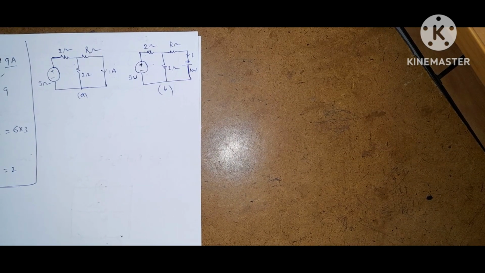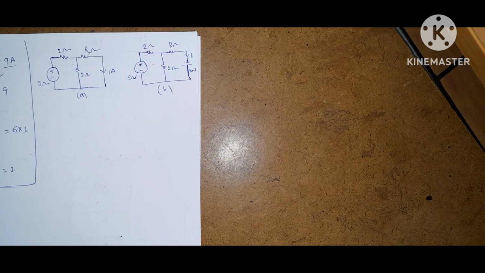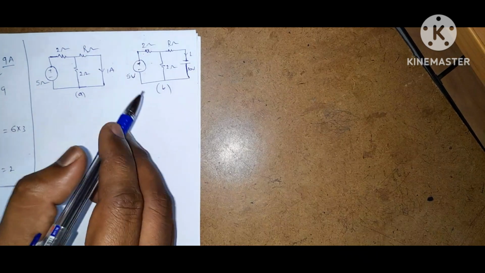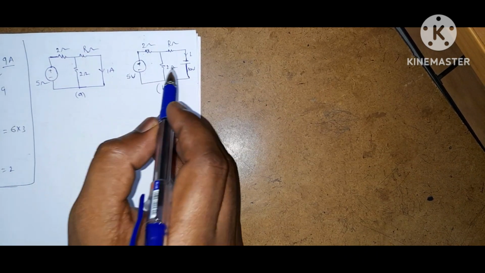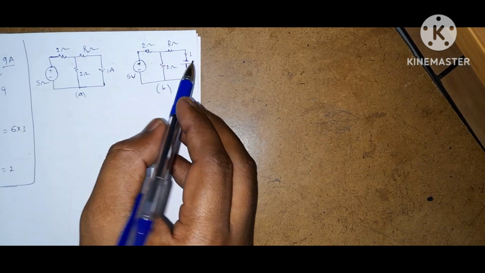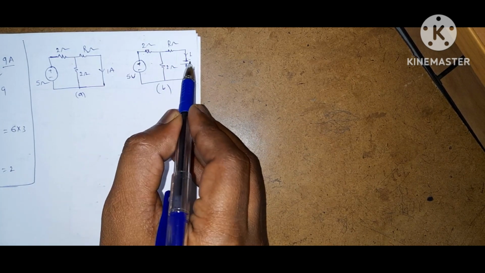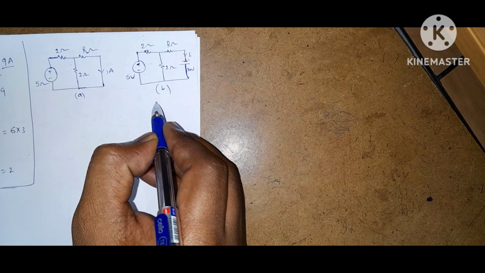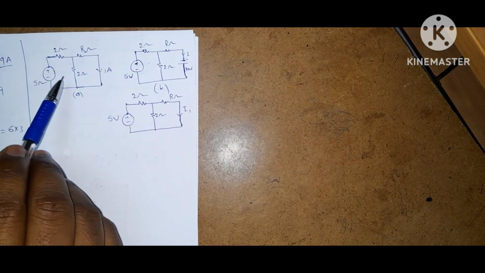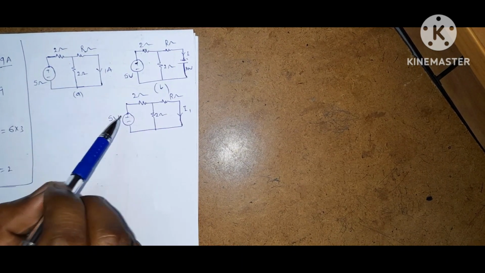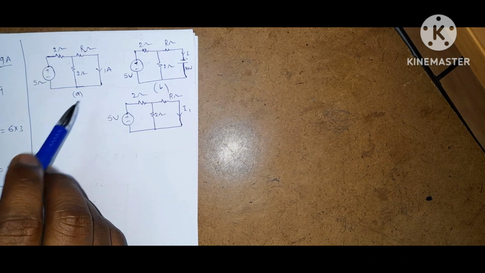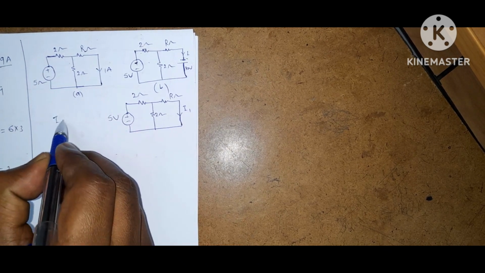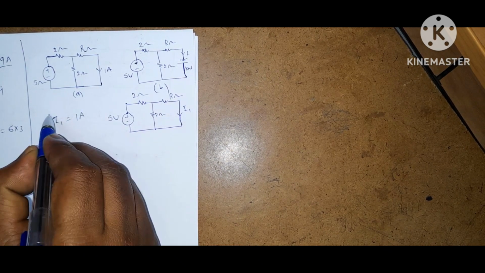Next question is: use the data in figure A, find the current I in figure B. Here also we have two sources, so apply the superposition theorem. In the first case, short the 10 volt source, then find the current I. The circuit becomes like this. These two circuits look the same as these circuits. So what is the current I1? I1 is equal to 1 amp.